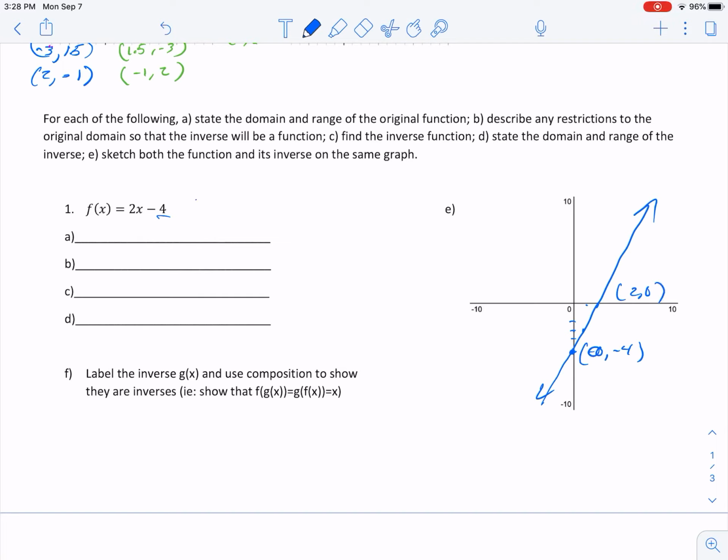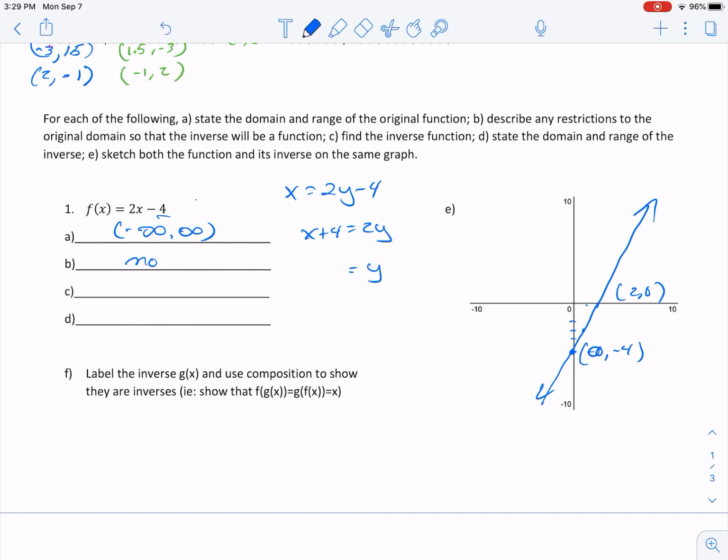All right, what's the domain? It's all reals. Are there any restrictions? No restrictions. C, find the inverse function. Remember, to do inverse, you switch your x and y's. So I have x equals 2y minus 4. Add 4 to both sides.